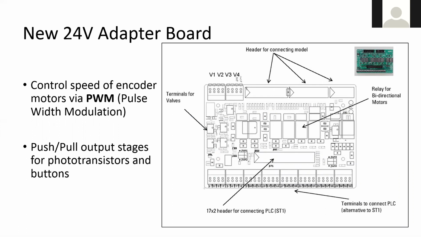The model also incorporates newly developed 24-volt adapter boards to interface to the PLC. These, of course, ship as part of the assembled training factory and are connected to the PLC via terminals. Now, among other things, this latest generation of adapter boards allows the speed of the encoder motors to be controlled via PWM, which is pulse width modulation. They also have push-pull output stages for phototransistors and for buttons.